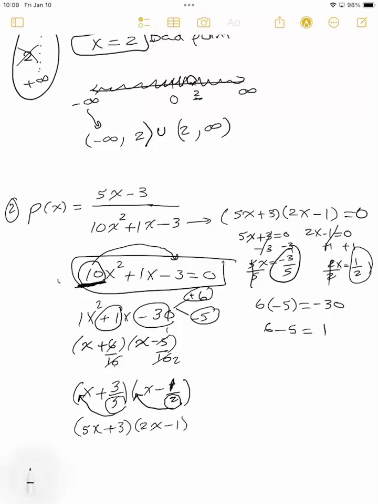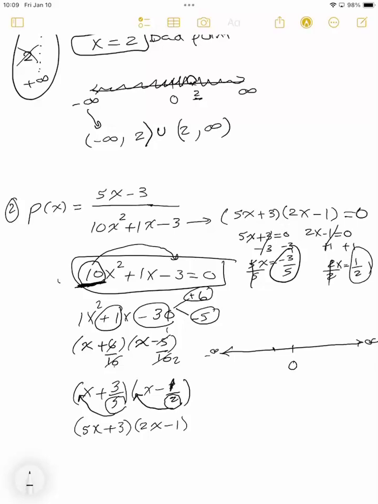So what do we do next? We have 2 bad points. We are going to draw a line. This is infinity, negative infinity. This is 0. Negative numbers go to the left.